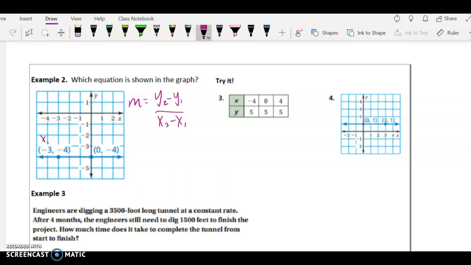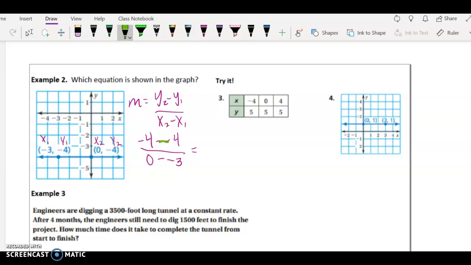So I'm just going to label these x1, y1, x2, y2. All right, so now I'm going to plug that into the equation. So my y2 is -4 minus my y1, which is -4, over my x2, which is 0, minus my x1, which is -3.